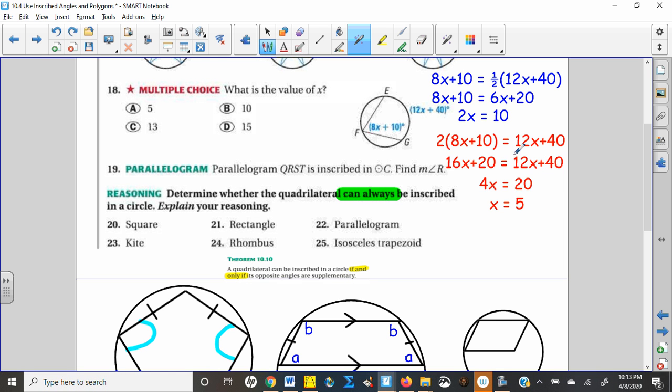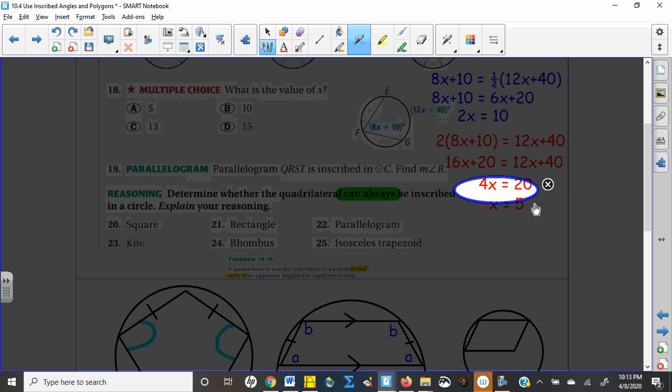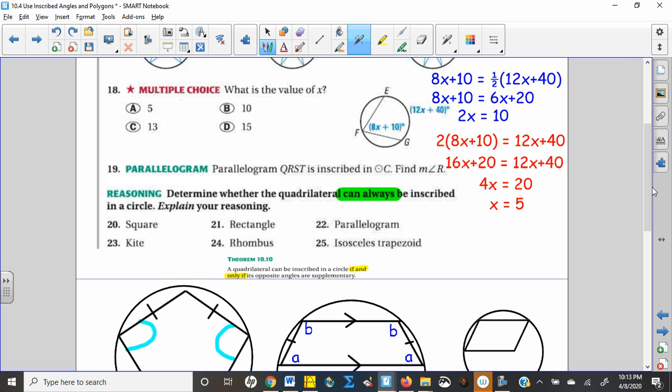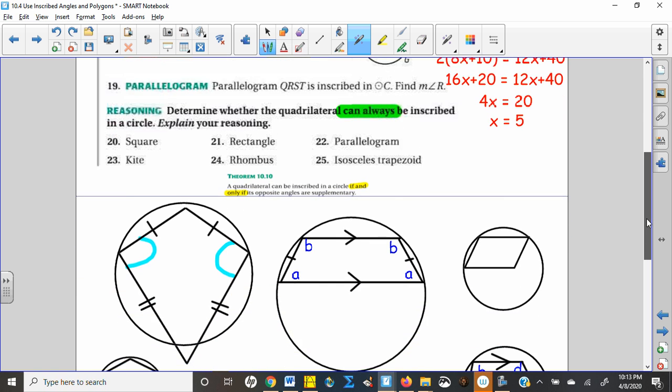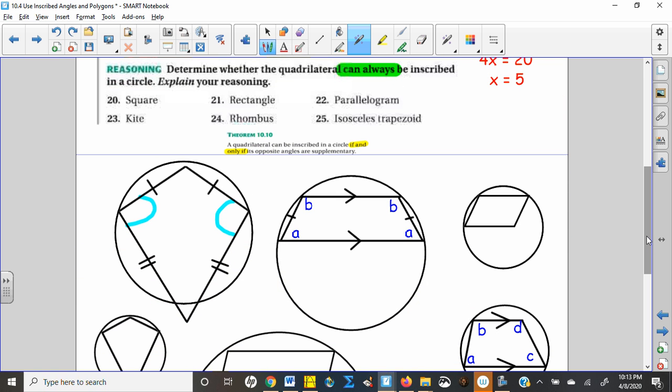By the way, you get the same answer either way. Okay, your choice, you decide how to do it. So 20 through 25 were all kind of the same idea. How do you know that certain quadrilaterals can always be inscribed versus can't? Well, we have to use that opposite angle supplementary relationship.